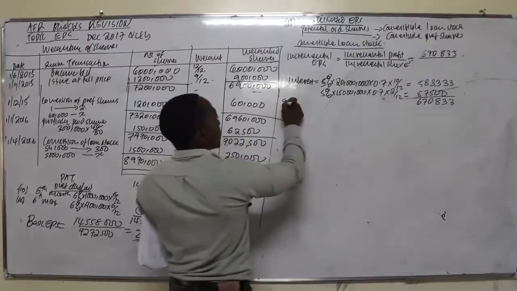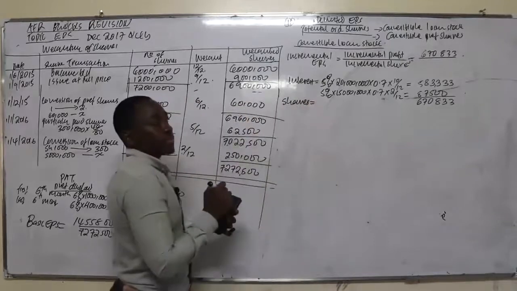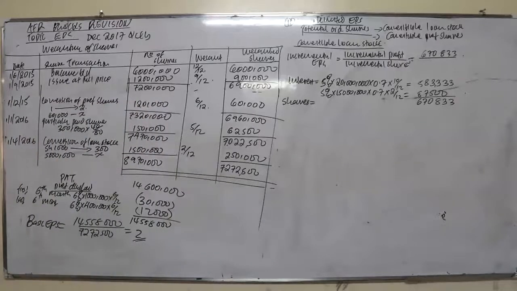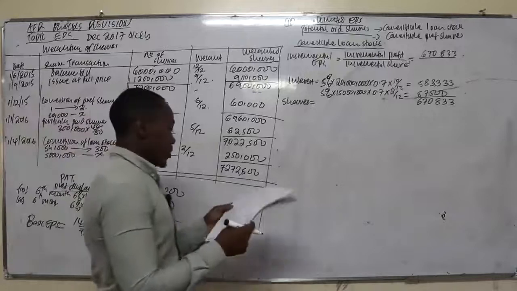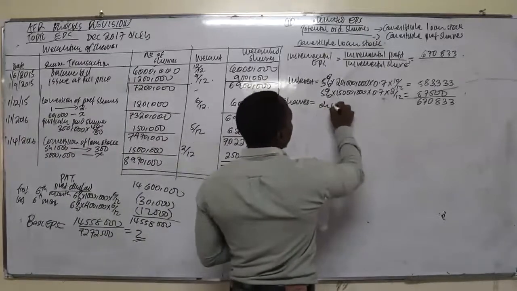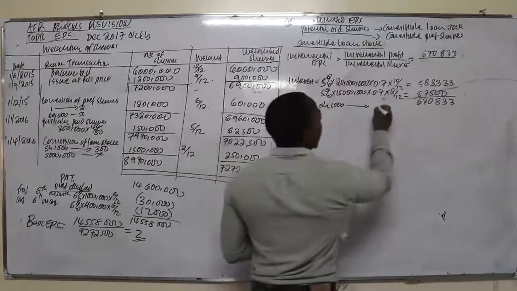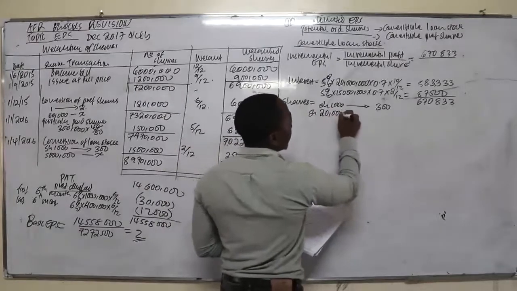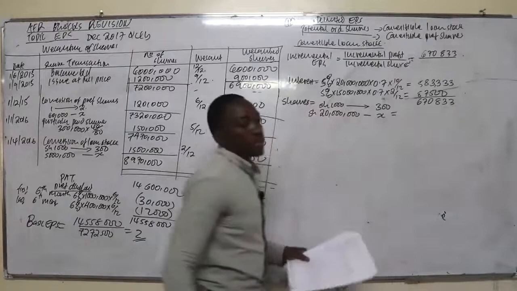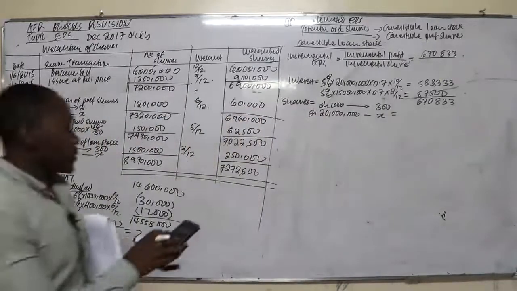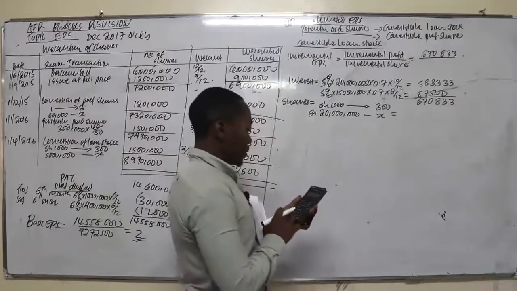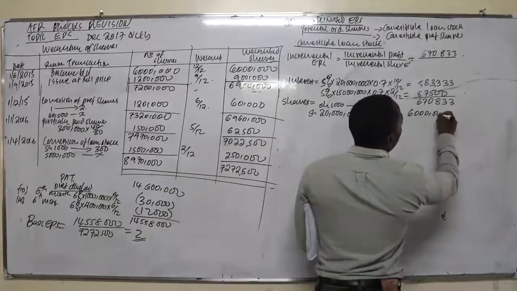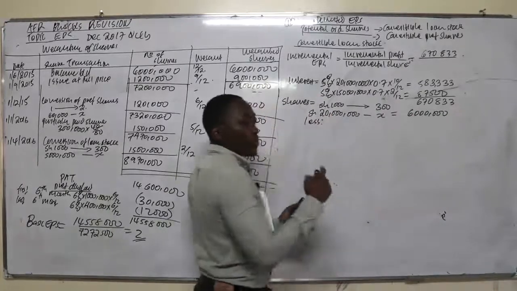So how do we get the shares? What was the term? For every 1,000, you get 300. Remember the terms was for every shillings 1,000, you get 300. What about shillings 20 million? You get 6 million. We also have those which were converted during the year.